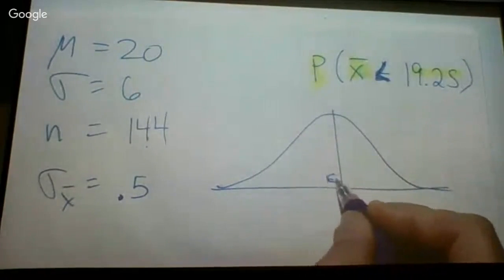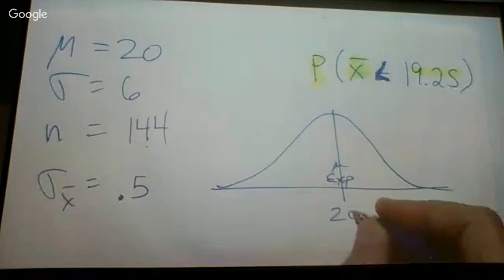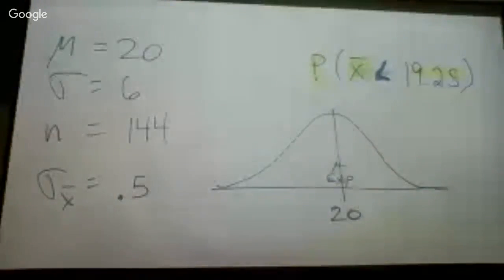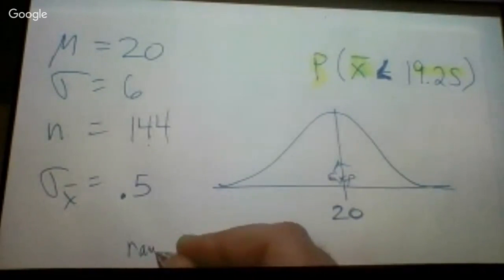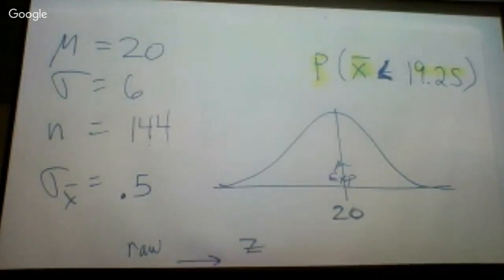Our expected mean, mu, is 20. I believe they told us it was 20. Is that right? Mu 20? Yeah. We got a raw score of 19.25, which we're going to convert to a z-score using the z-score formula.